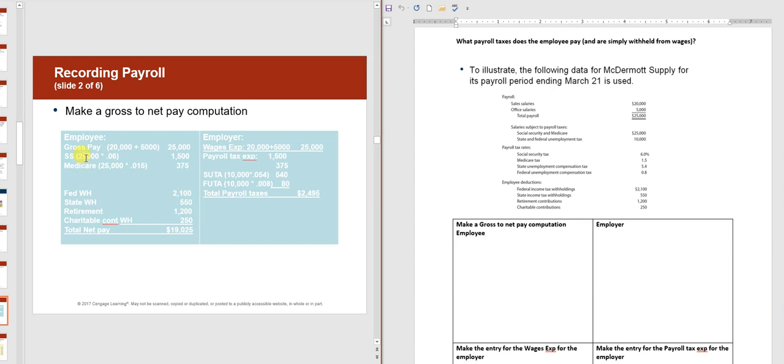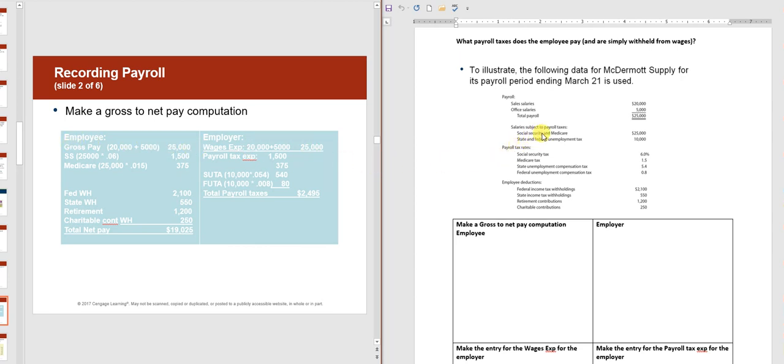Okay, so the employee, the gross pay is right up here, $25,000. And now I'm going to go through and figure out, okay, does the employee have it withheld, or does the employer have to pay it? So I'm just going to go straight down. This is my gross pay, the $25,000. So the employer will have wages expense of $25,000. The employee's gross pay will be $25,000.